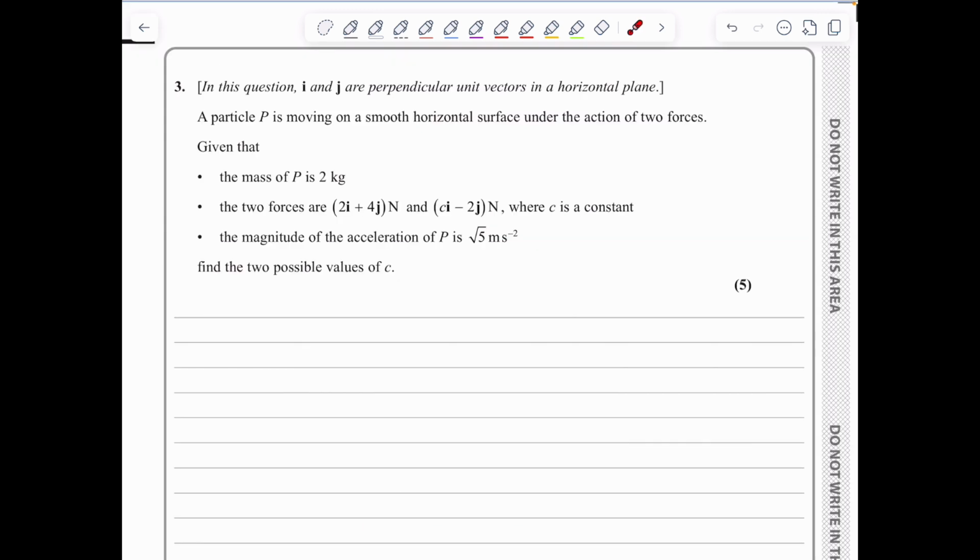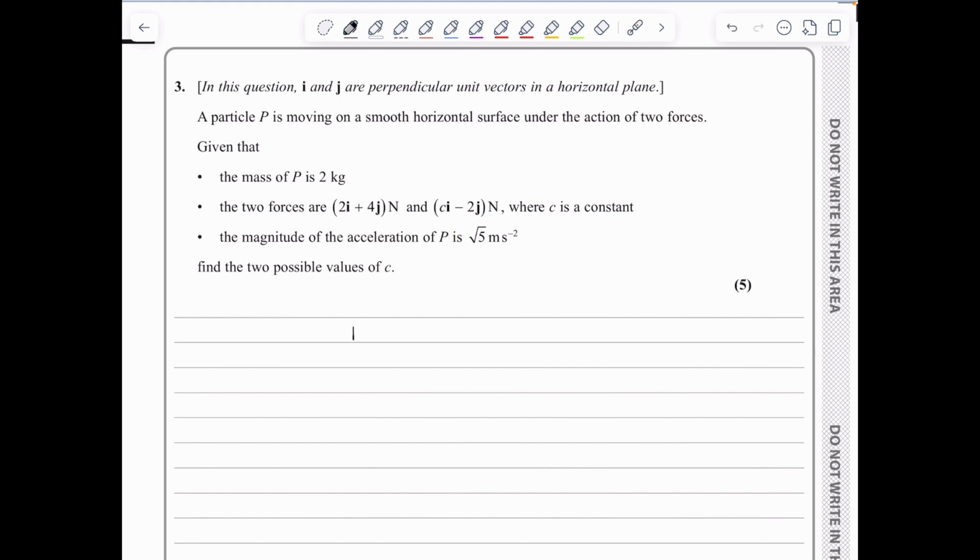In question 3, we've got the particle P moving on a smooth horizontal surface under the action of two forces. Now we're given that the mass of P is 2 kilograms. The two forces are 2i plus 4j and Ci minus 2j. C is a constant. And the magnitude of the acceleration of P is root 5 meters per square second. And we need to determine the two possible values of C.